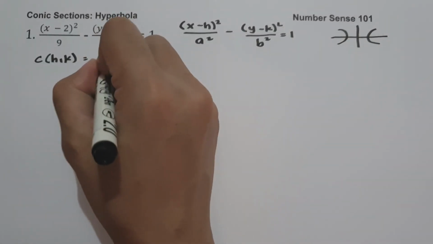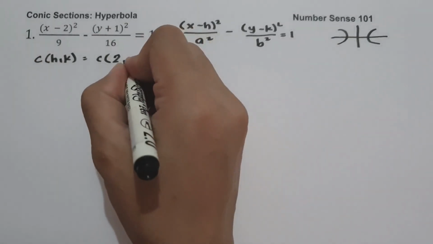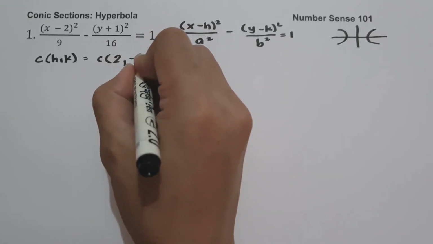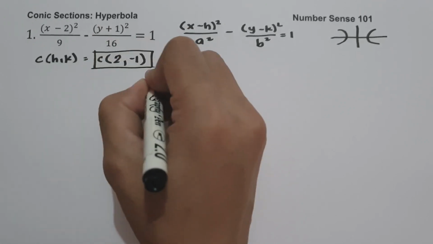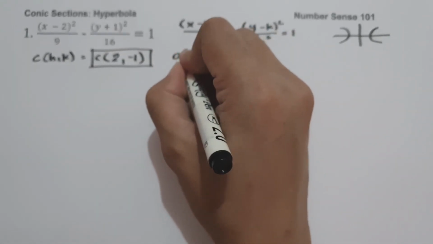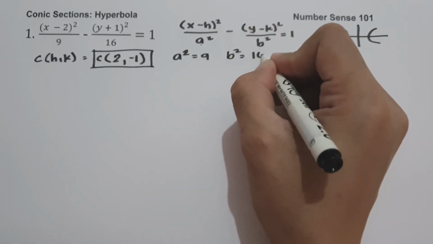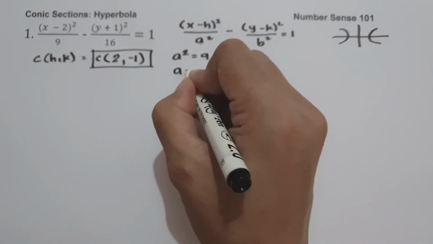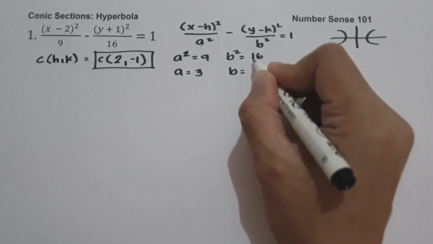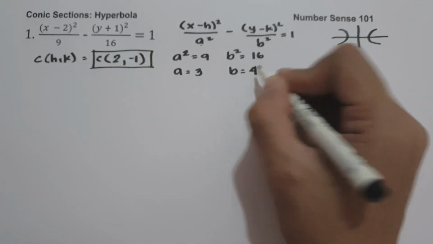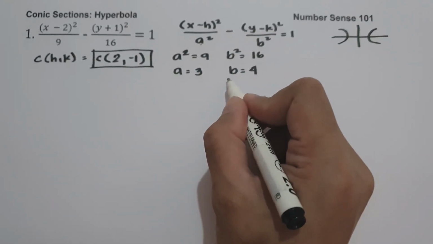So let us have the value of h, that is positive 2, the opposite sign of negative 2, and the value of k, that is negative 1, the opposite sign of positive 1. So this will be our center. And then let us have the value of a squared, that is 9, and b squared, that is 16. To find the value of a, let us have the square root of 9, and that is 3. To find the value of b, let us have the square root of 16, and that is 4. A is the length of the semi-transverse axis, and b is the length of the semi-conjugate axis.